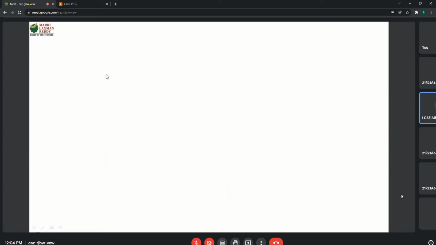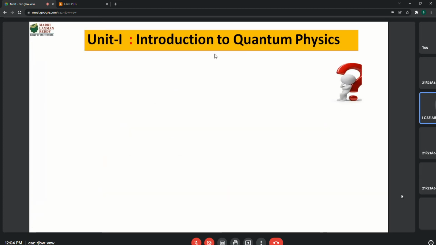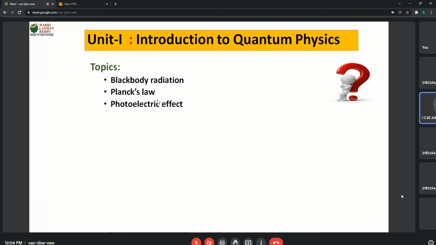Okay. So Unit 1, Introduction to Quantum Physics, these are all the topics that we have. What we discussed under Unit 1: first we discussed black body radiation. Next, Planck's law, what Planck's law is and what the hypotheses or assumptions of Planck's law are. Next, Albert Einstein got the Nobel Prize for the photoelectric effect. What is the photoelectric effect? All this we discussed.